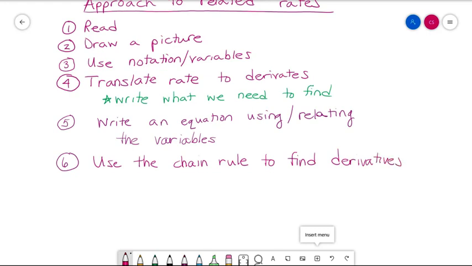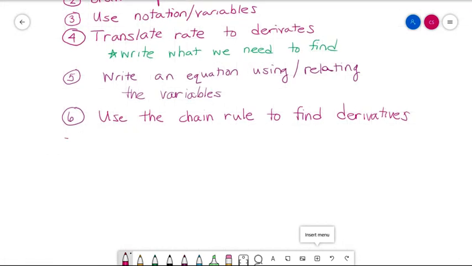All right, and then at this point, we had to make a substitution with our sphere example because we wanted it when the radius reached 40 millimeters. So that's your final step, is to make any substitutions to answer the problem.